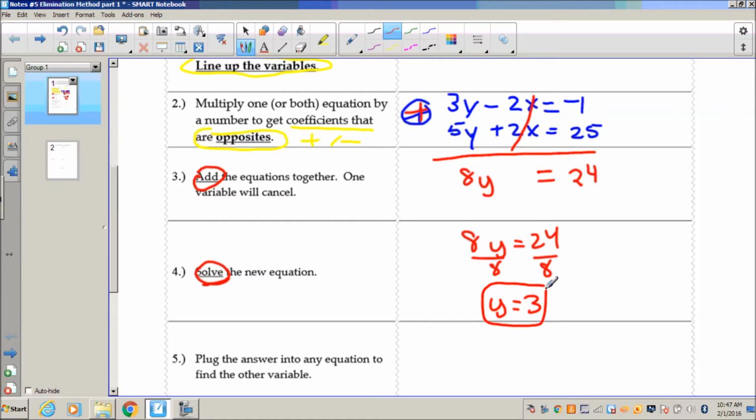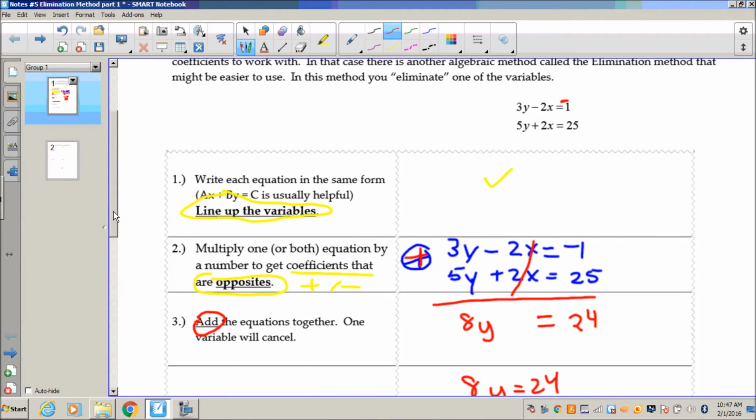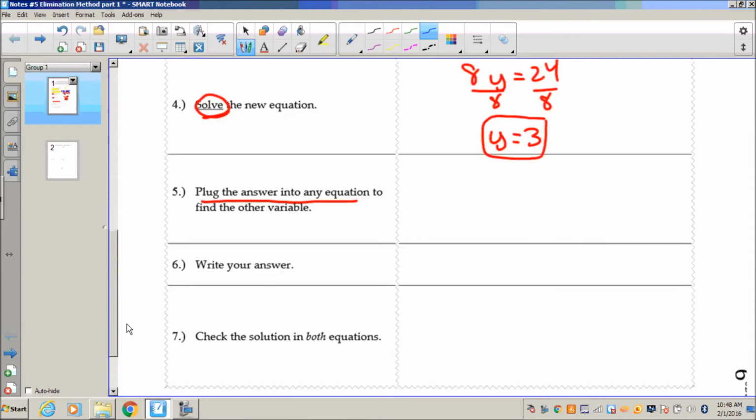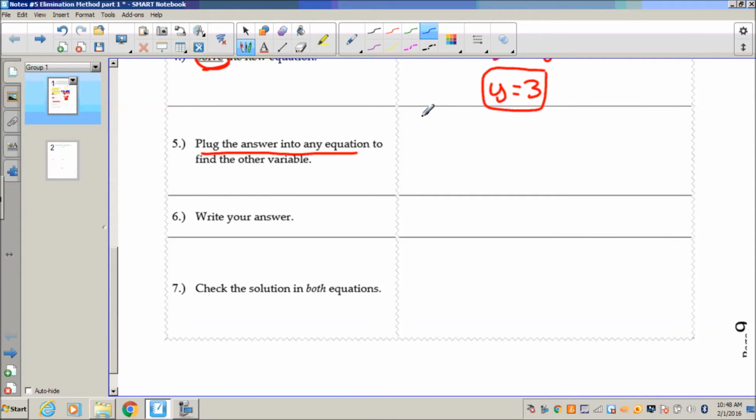Now you know that when we have y, we're not quite done. We have to find the x variable. So you're going to substitute that into either equation. I'm going to go up top and choose either equation. It doesn't really matter. I'm just going to use the first one because it happens to be the first one there. So I'm going to substitute y equals 3 into my equation. I'm going to write 3 times 3 minus 2x equals negative 1, just like we've done every other time.